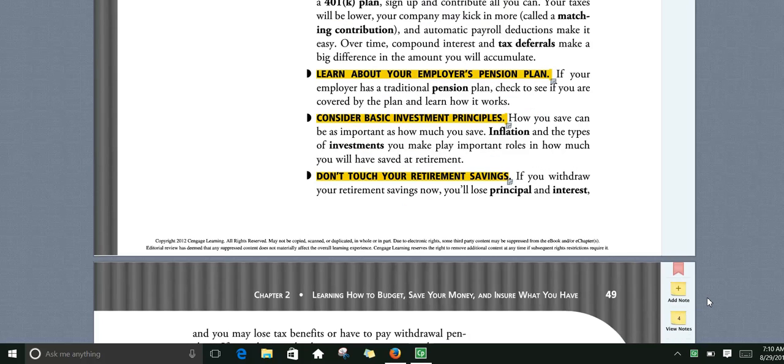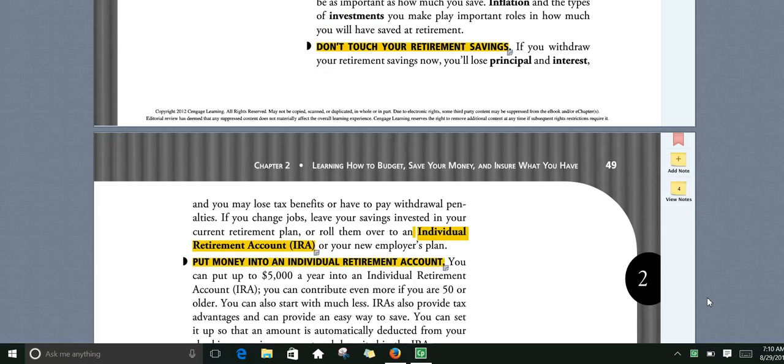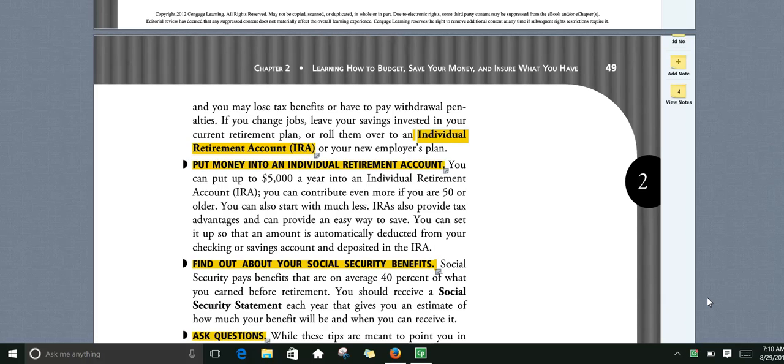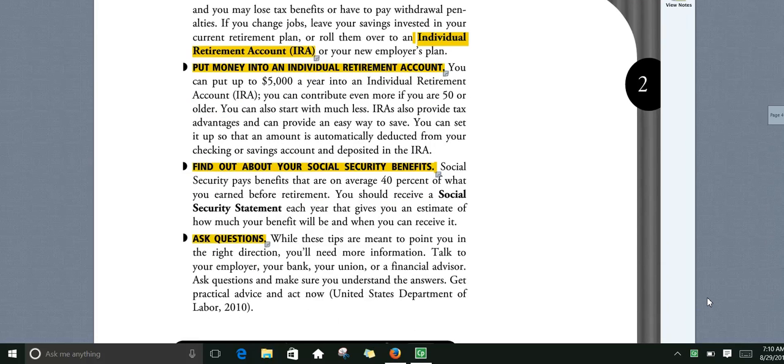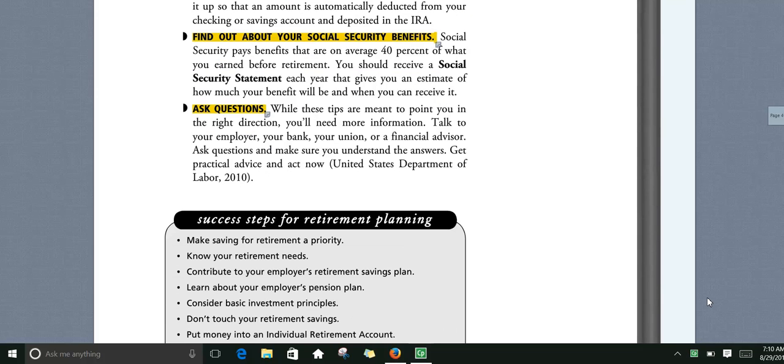Don't touch your retirement savings. When you leave a company, sometimes it's tempting to take the money out, but you want to always invest it in something else instead of using it, such as an IRA account. Find out about your Social Security benefits and primarily ask questions so that you are familiar with retirement plans.